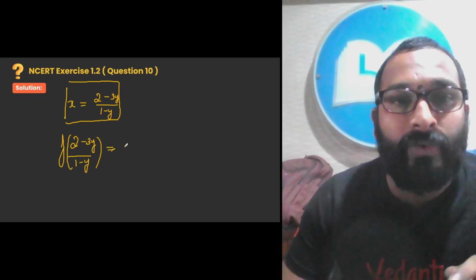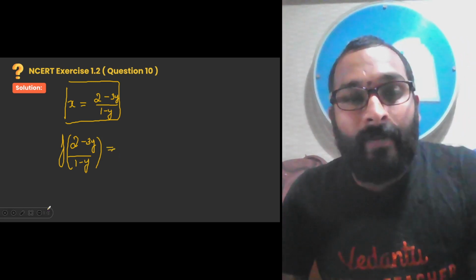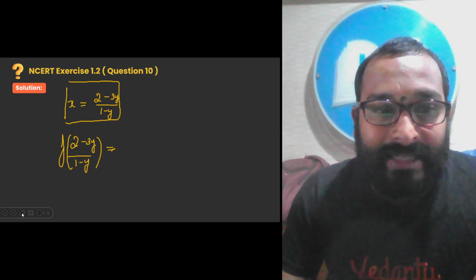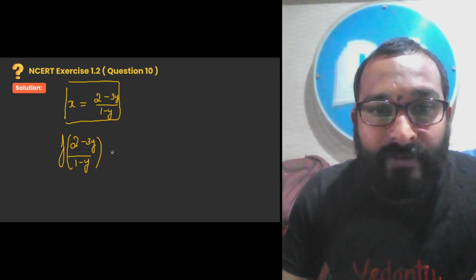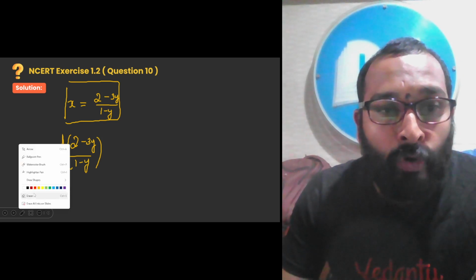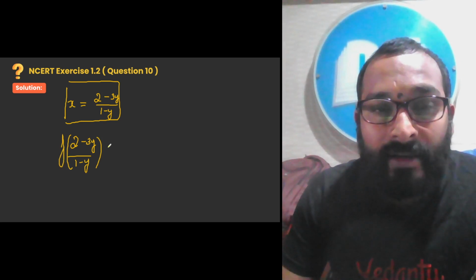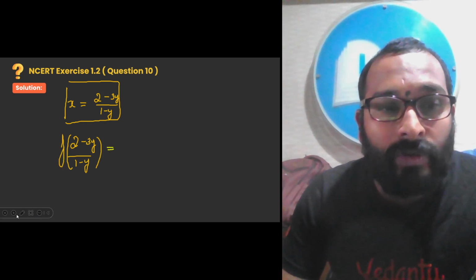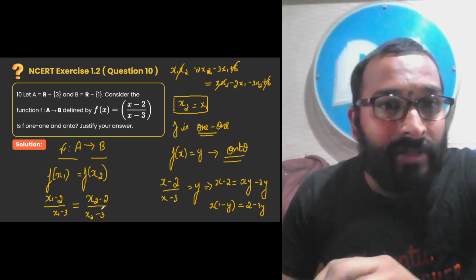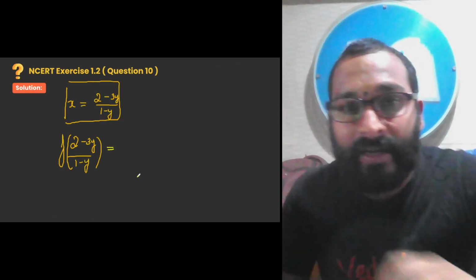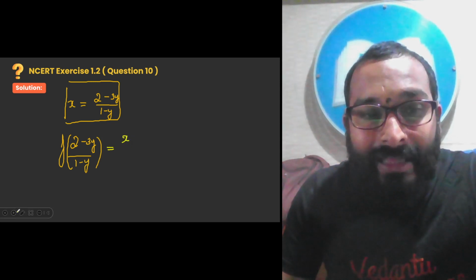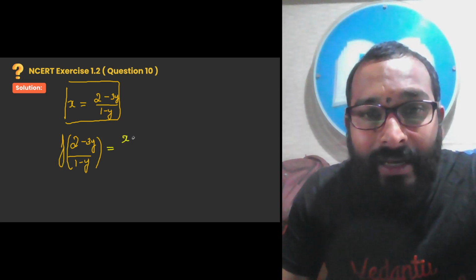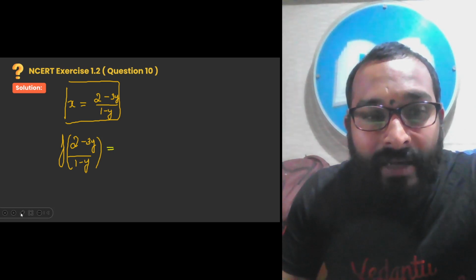Let us try to substitute here. In the place of x everywhere, you are writing in terms of y, right, children? In the place of x everywhere in the given function, you're going to write it in terms of y. So if I'm writing this, what was the function? Tell me. The function was (x minus 2) by (x minus 3), correct? So it becomes (x minus 2) by (x minus 3). So in the place of x, what are you writing? You are writing (2 minus 3y) by (1 minus y).